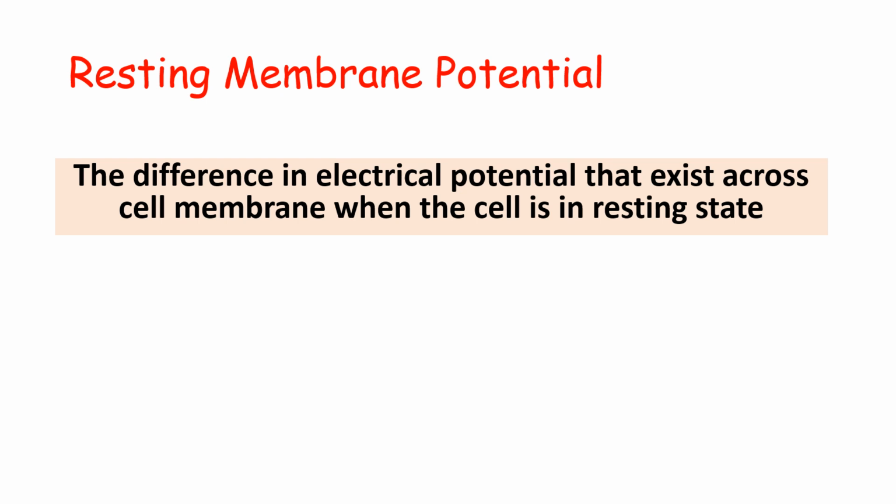So let's start this topic by first defining the term resting membrane potential. As you can see, this is a three-word term: resting, membrane, and potential. It can be defined as a difference in the electrical potential that is existing across the cell membrane when the cell is in the resting state. So we have all these three terms included in this definition: the cell membrane, the membrane in the resting condition, and the presence of an electrical potential.